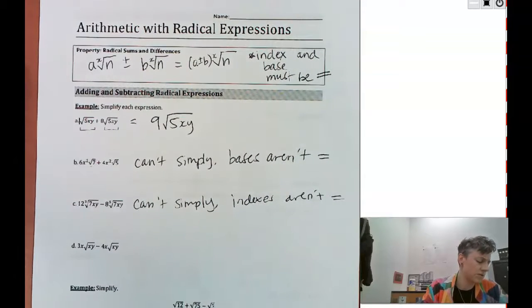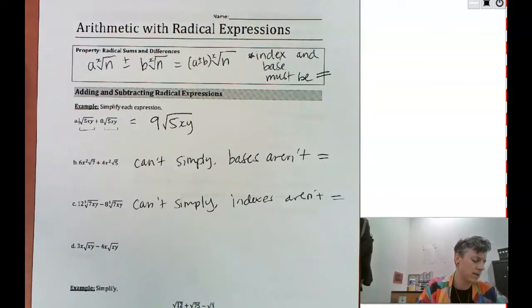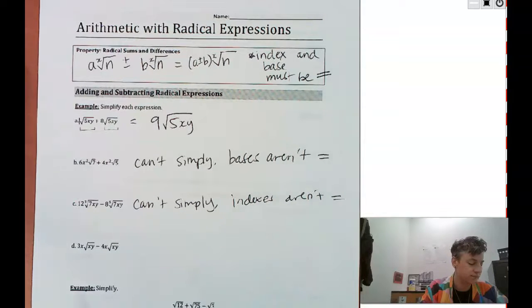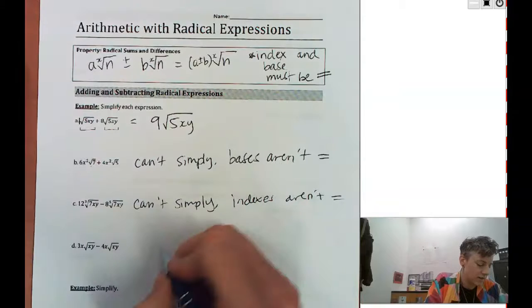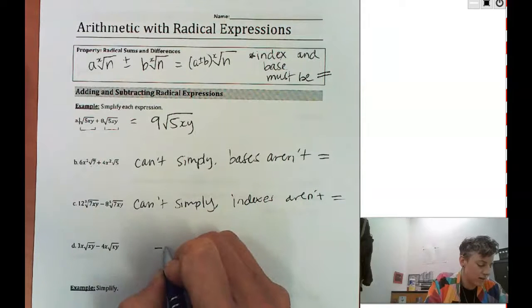How about 3x times the square root of xy minus 4x times the square root of xy? Oh, great. They're both square roots, and they both have the same base, xy. So we can do the simplification. 3x minus 4x is negative 1x, or just negative x square root of xy.